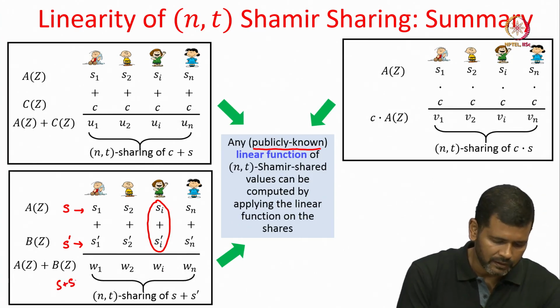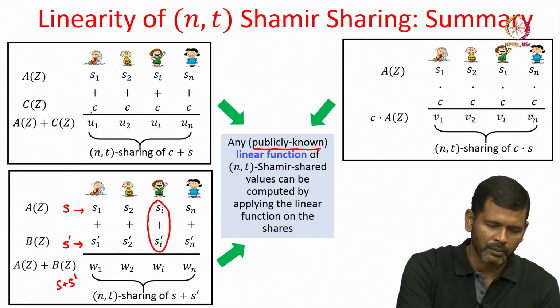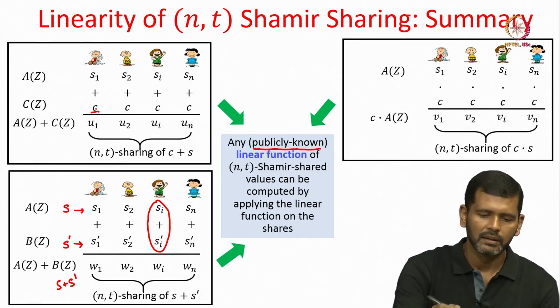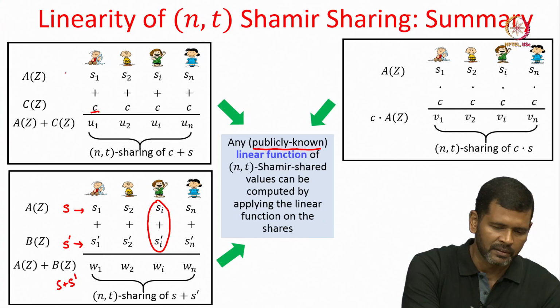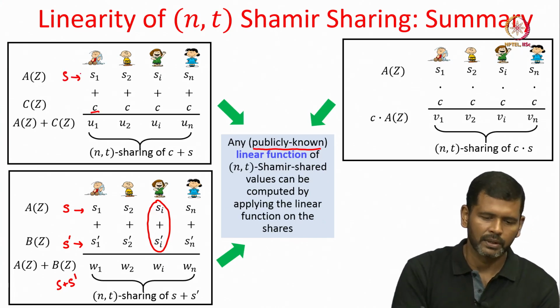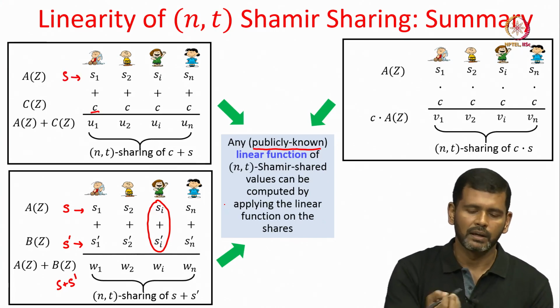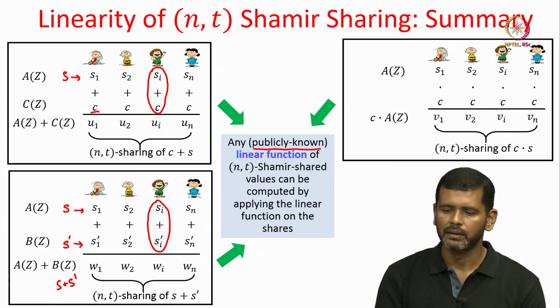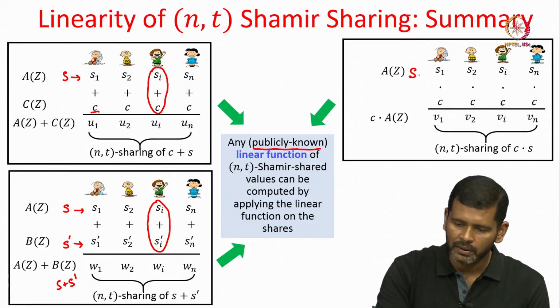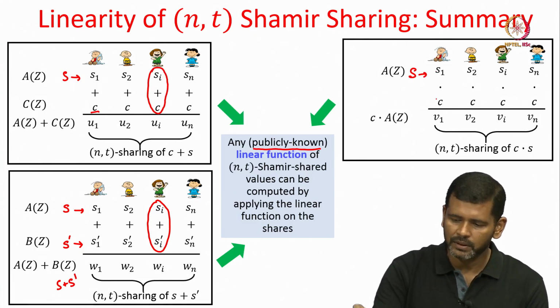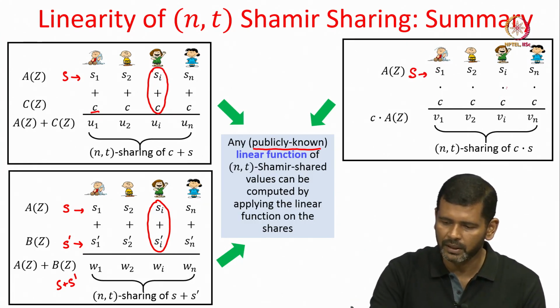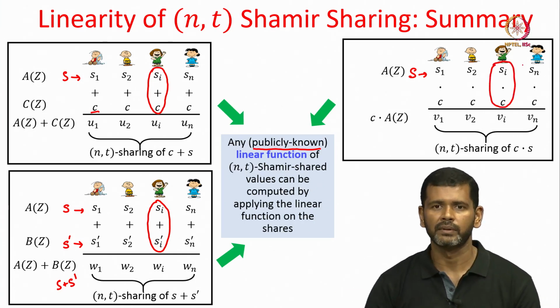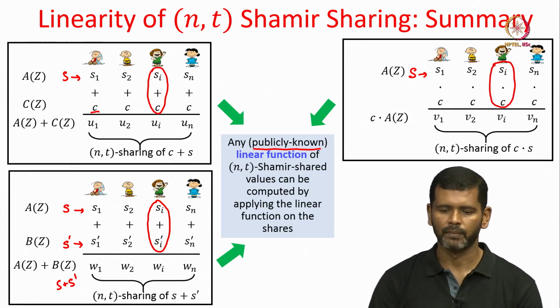In the same way, if there is a publicly known constant C, and a secret S which is secret shared, then to get a secret sharing of S plus C, it is enough if each party adds this constant C to its own share of S. And to get a secret sharing of S times C, it is enough if each party locally multiplies its share of S with this publicly known constant C.